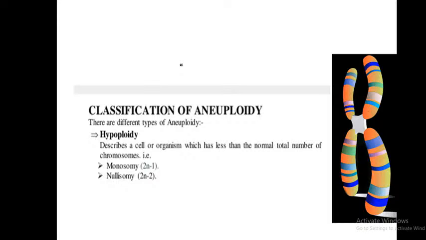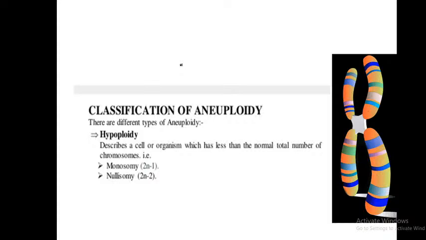Once more I'll say. Example, human beings have a chromosome number of 46. That's a normal human being. If any human being is having 44 or 45 instead of 46, then that condition is known as hypoploidy. So hypoploidy describes a cell or organism which has less than the normal total number of chromosomes. The types of hypoploidy are monosomy, one chromosome less, 2n minus 1. We'll explain in detail.